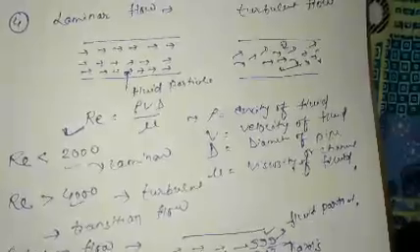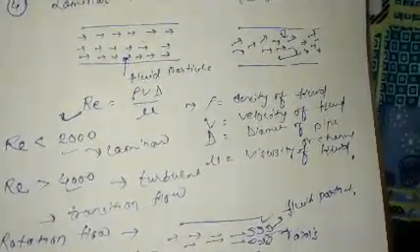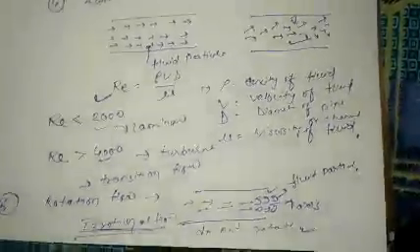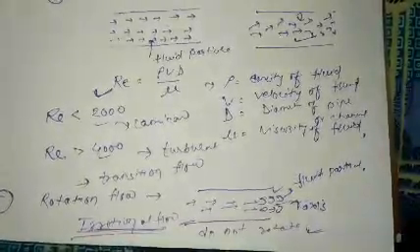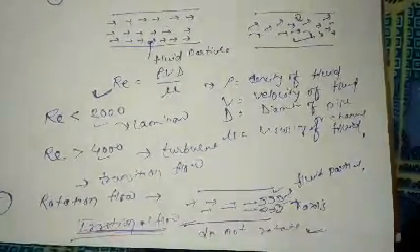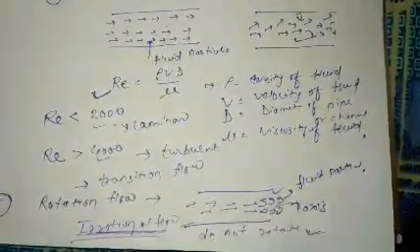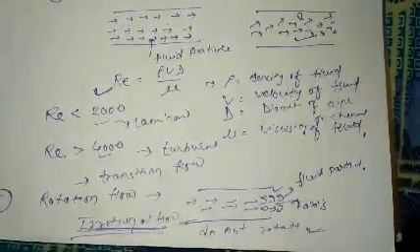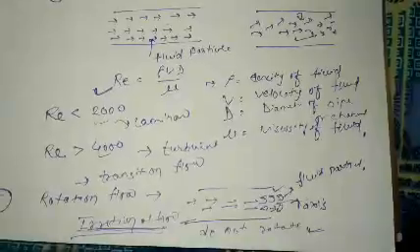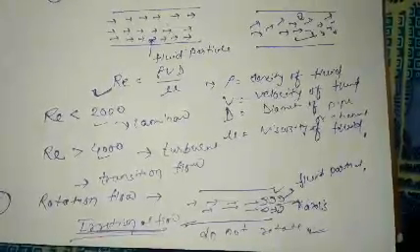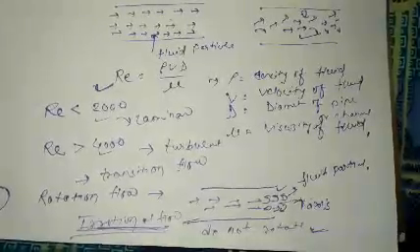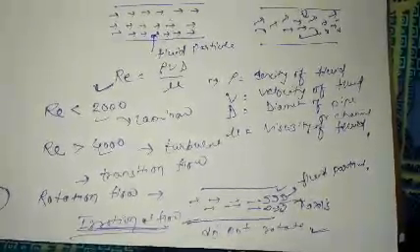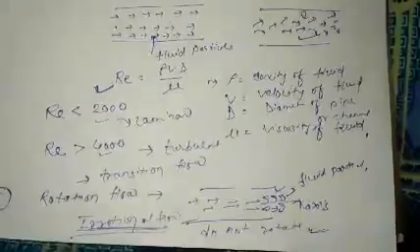And the fifth is rotational flow and irrotational flow. Rotational flow says that if the fluid particles rotate about their axis, as we can see in this diagram, all the fluid particles rotate about their axis. So this is the rotational flow. And if the fluid particles do not rotate about their axis, that is the irrotational flow.